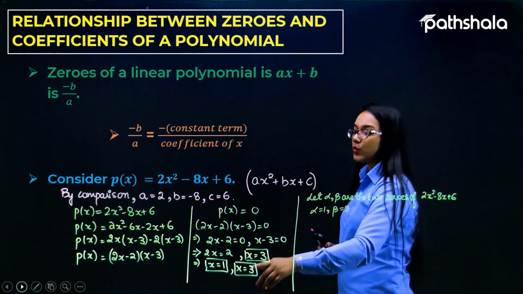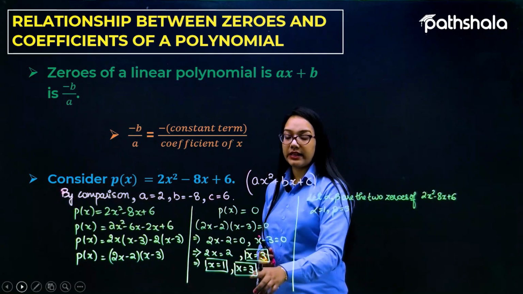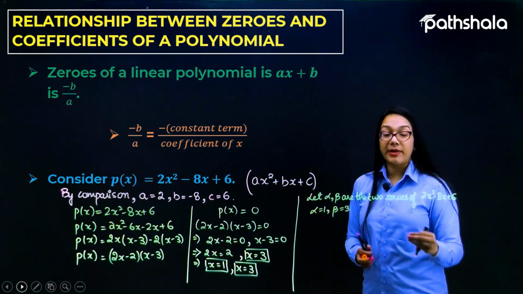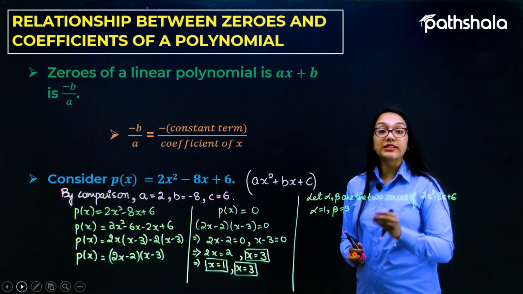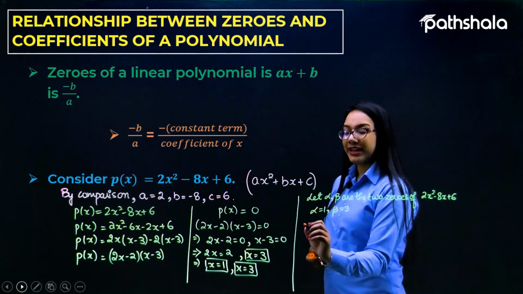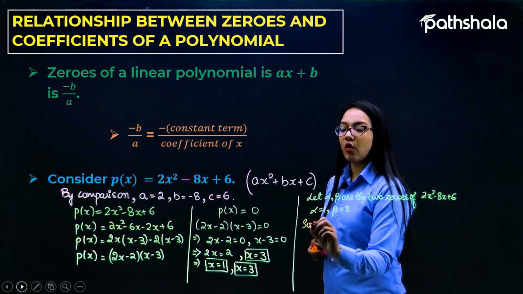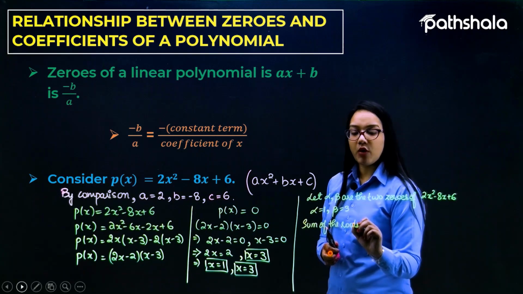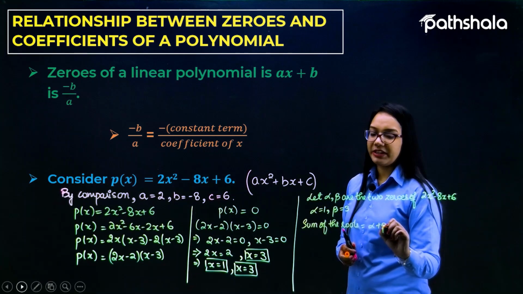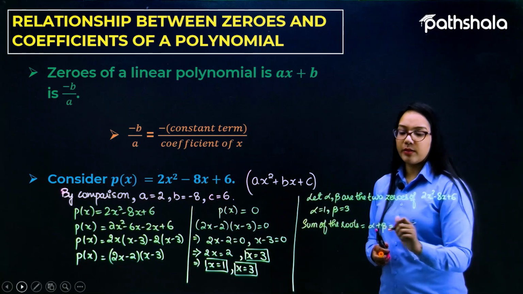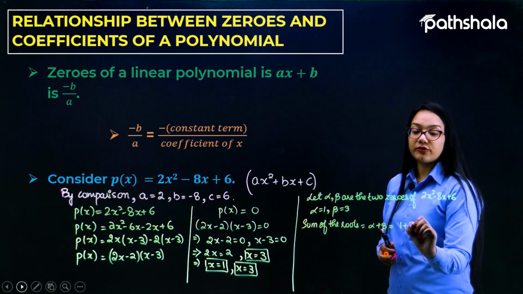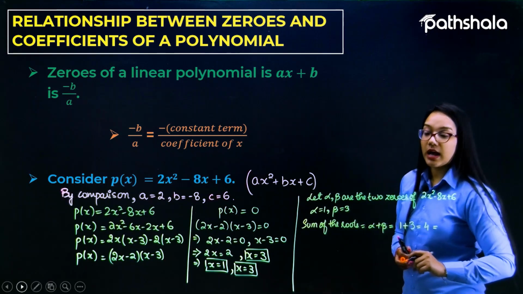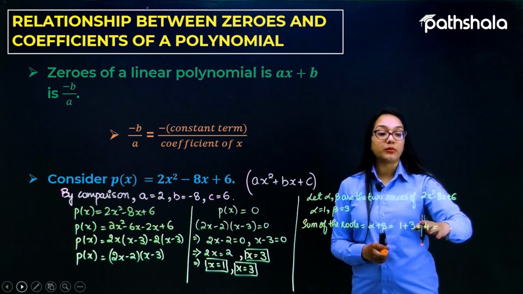As we know, for this quadratic polynomial we have two zeros, 1 and 3, and I am expressing 1 as alpha and 3 as beta. So let us suppose I am taking the sum of these roots. The sum of the roots can be written as alpha plus beta. Adding both of these, it is 1 plus 3, which is equal to 4. So alpha plus beta is nothing but 4.